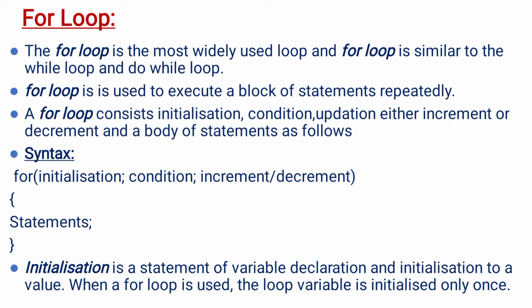Here, initialization is a statement of variable declaration and initialization to a value. Initialization involves the declaration of a variable, and at the same time that variable should be initialized, meaning a value should be assigned to it. When a for loop is used, the loop variable is initialized only once. Whatever variable you declare at initialization is called the loop variable, and it is initialized to a value only once.